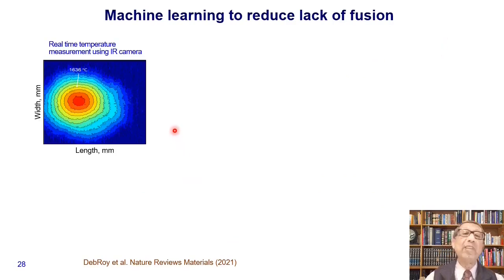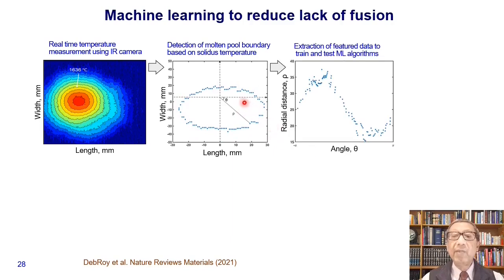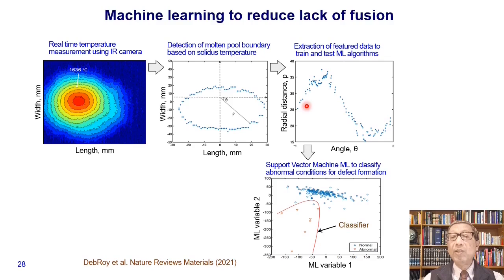What we are showing is infrared camera measurement, and then we take the periphery or the rim of the fusion zone, that's here. So if we plot it as a function of theta, where theta is the angle from the location from which we are looking at it, the radial distance versus angle theta has a plot like this, and depending on the shape of this plot, we can have a classifier in which we can relate this shape with the presence or the absence of lack of fusion.